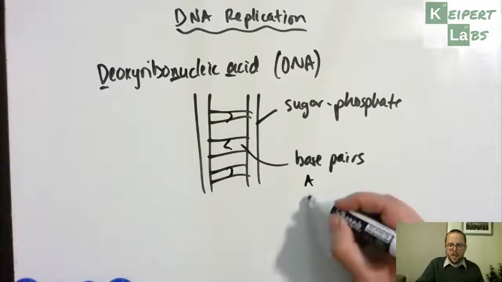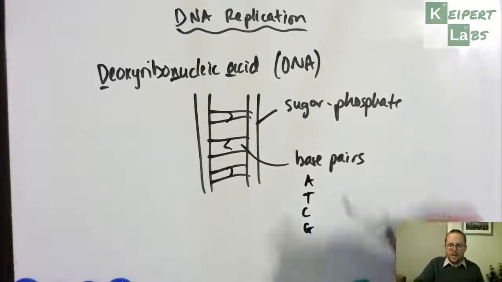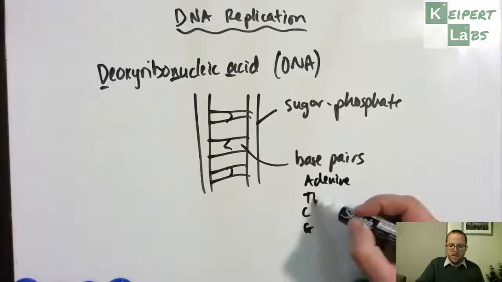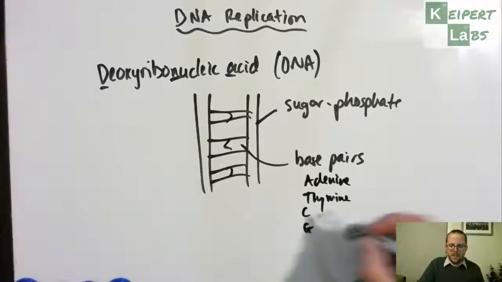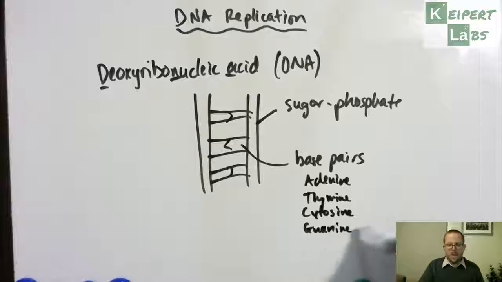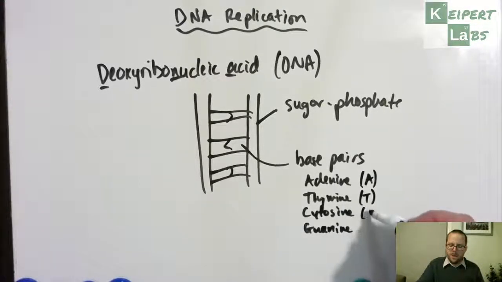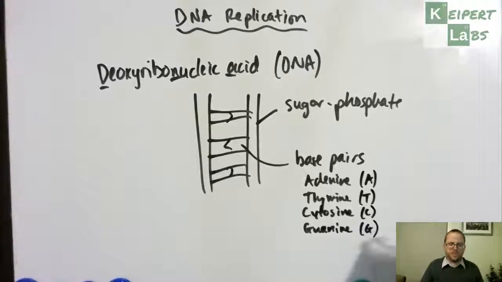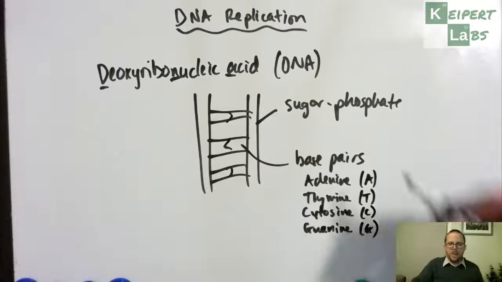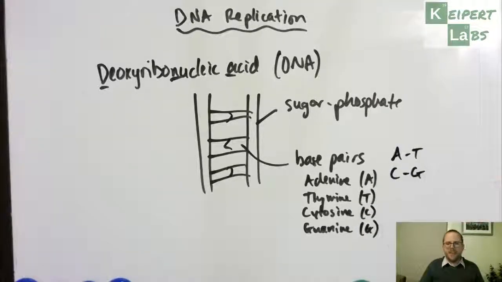So we have four bases, A, T, C and G, which are adenine, thymine, cytosine, and guanine. But we stick with those letters for their code, for short. Okay? And then what we see is that we always get particular pairings, A and T and C and G together.